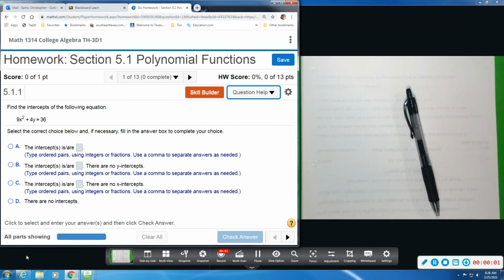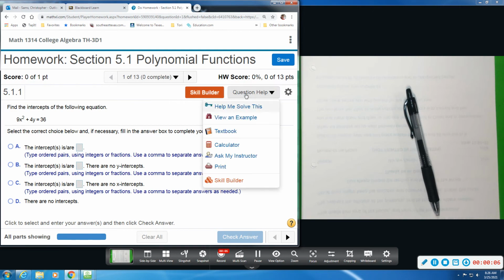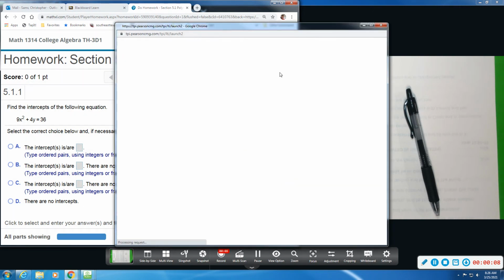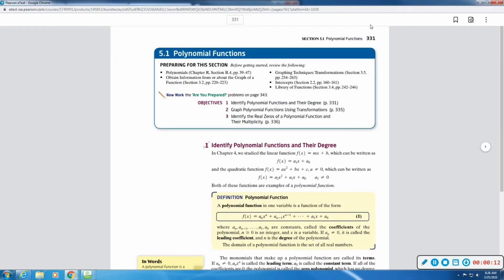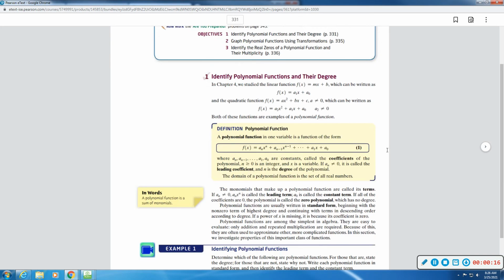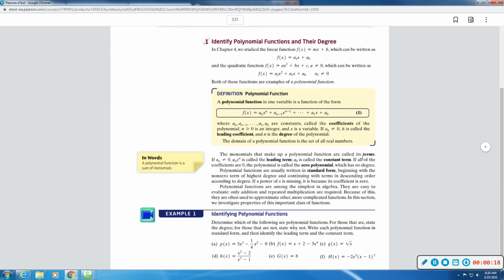All right, section 5.1, we're going to be going over polynomial functions. I do want to take you through the textbook and at least point out many of the terms and properties that we're going to be going over. Some of them may be a little tough to go through, but I'll try to explain it so that it's easy to digest.